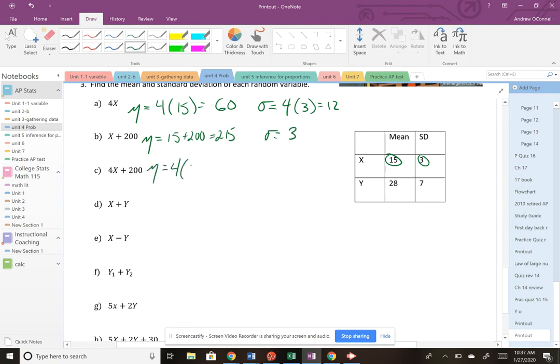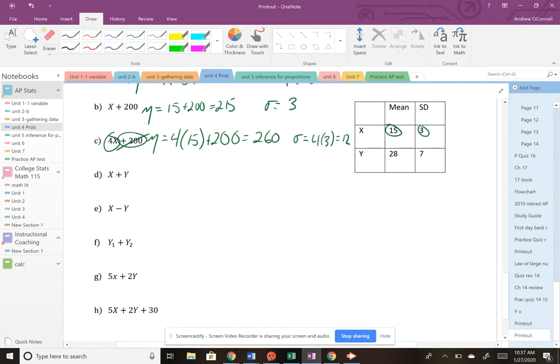Mean is as easy as you want it to be. So 4 times 15 plus 200 is 260. And standard deviation, remember, we don't care about adding the constant. It's just going to be the same as A. 4 times 3, standard deviation is 12.